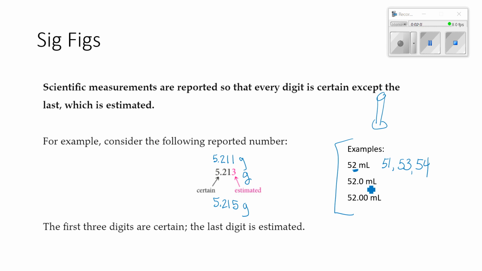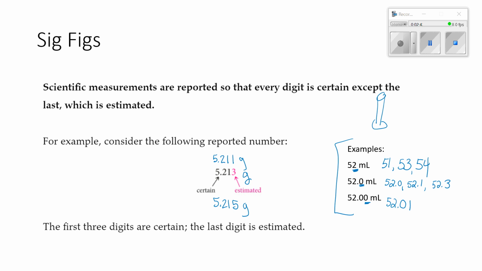There could be some variation in there. If I write 52.0, that means we're certain about the 5 and the 2, but our uncertainty is in the tenths place. So maybe it's 52.0, but maybe it's 52.1 or 52.3. So we're more confident in this measurement, so we have a greater degree of certainty. If it's 52.00, this tells us the greatest degree of certainty, the greatest number of significant figures. This one's going to vary in the hundredths place. So the 52 and 0 we're confident about, but maybe it's actually 52.01 or 52.02.